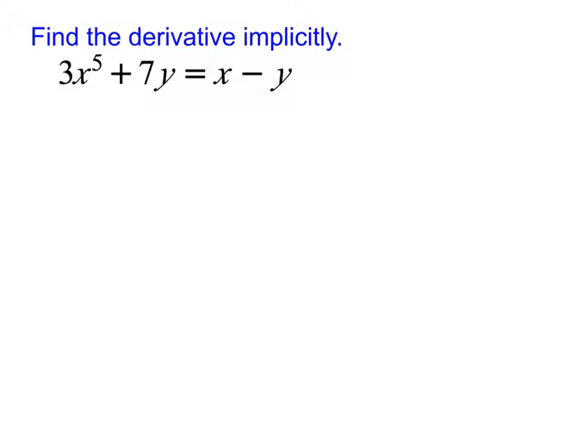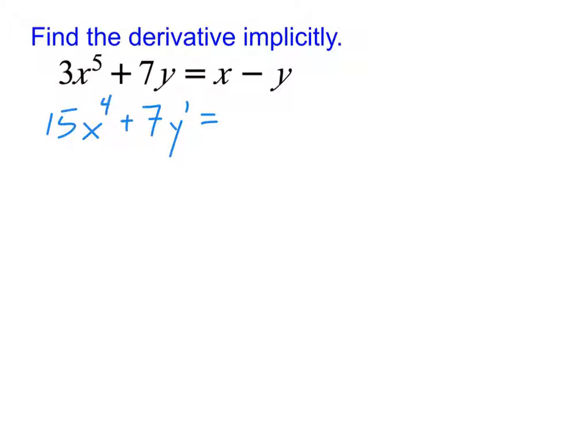All right, and again for this one, if we're going to find this derivative implicitly, we're just going to find the derivative of everything on the left and right sides. So we start with the derivative of the 3x to the 5th. That gives me 15x to the 4th. It's only got x in it, so it just follows all the same old rules that we already know. Plus, now the derivative of 7y would be 7y prime.